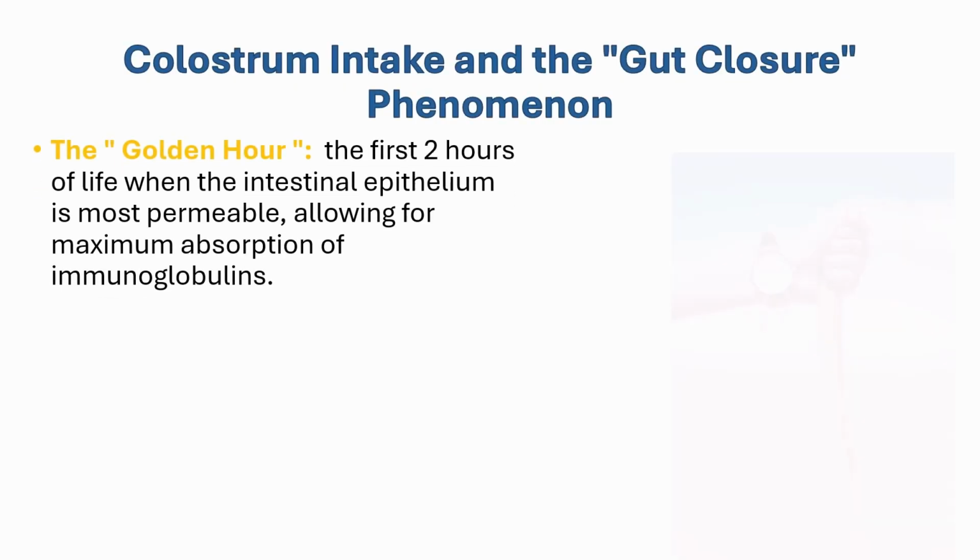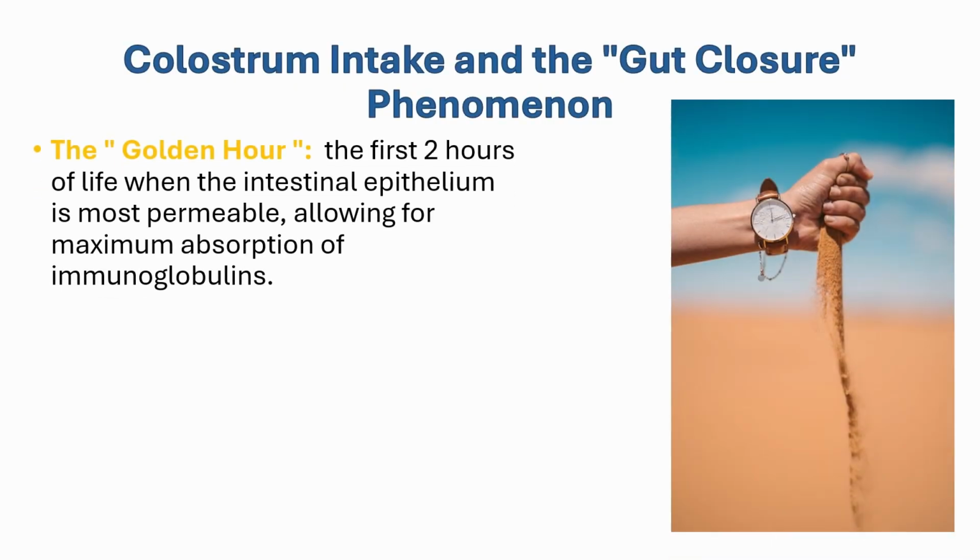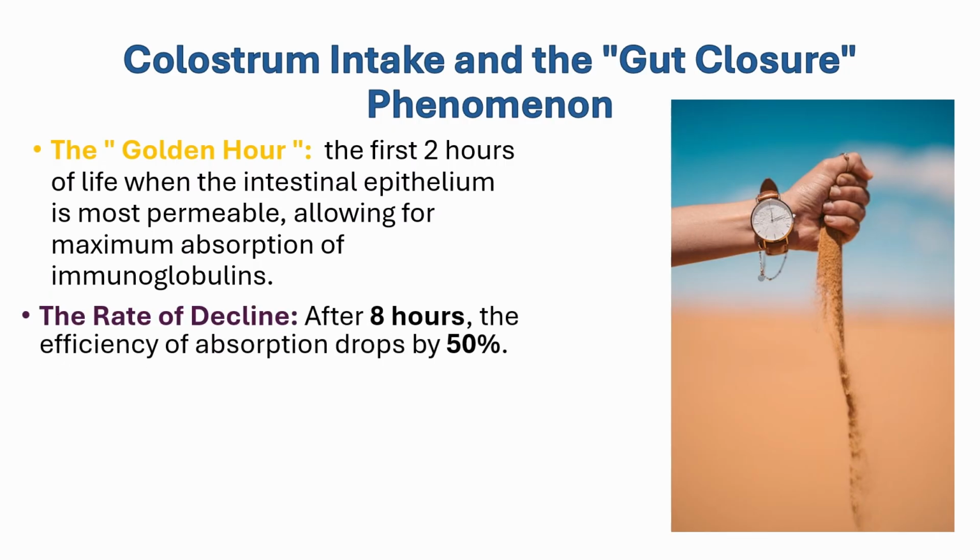Time is the most critical factor in neonatal survival, and this is due to the gut closure phenomenon. We often talk about the golden hour. This is the first 2 hours of life when the intestinal epithelium is most permeable, allowing for maximum absorption of immunoglobulins. However, this window of opportunity closes rapidly. By just 8 hours after birth, the efficiency of absorption drops by 50%.